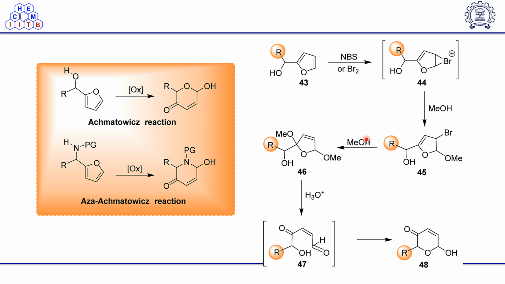Then again, in the presence of methanol, that OMe will attack at this carbon center, and this double bond will be shifted to here, and this halogen will be eliminated. So we will get this intermediate. Then under hydrolysis condition, this bond will be cleaved, and we will get this aldehyde, which will then undergo this ring closing to get the corresponding ring expanded product as the major product. So that is the basic mechanism for the Achmatowicz reaction.